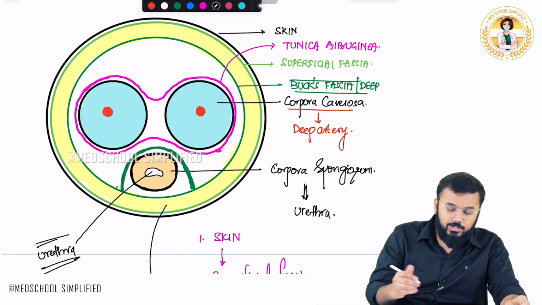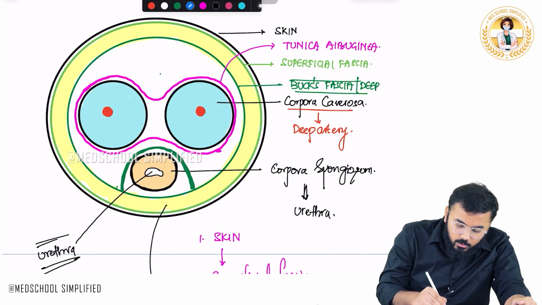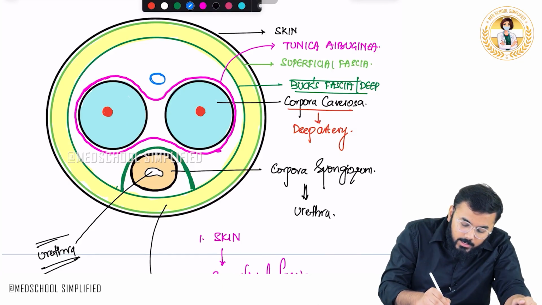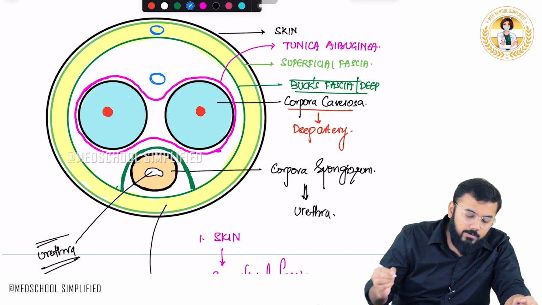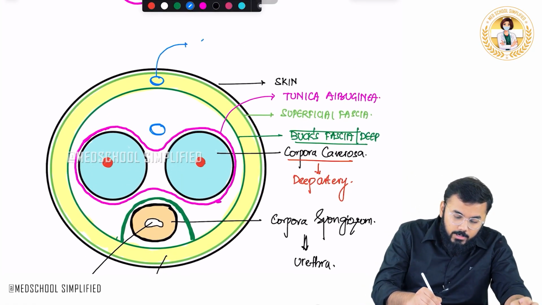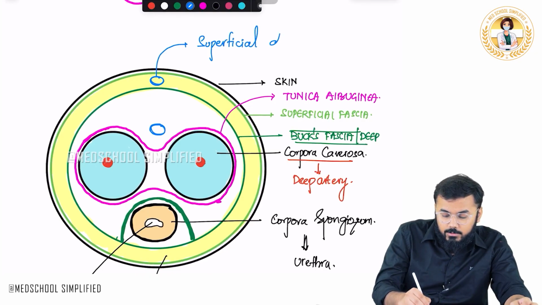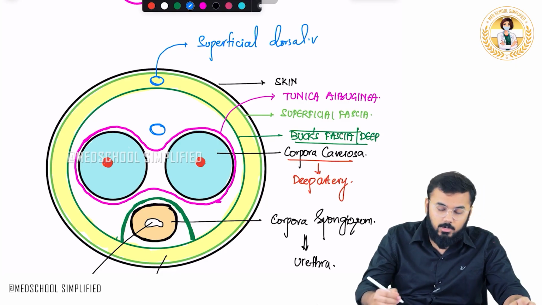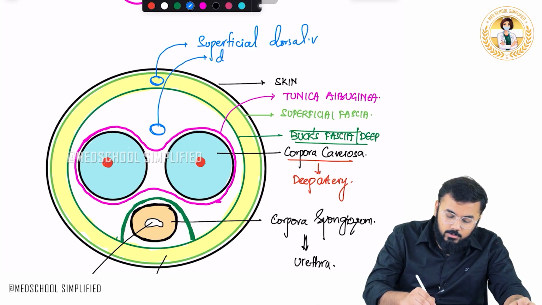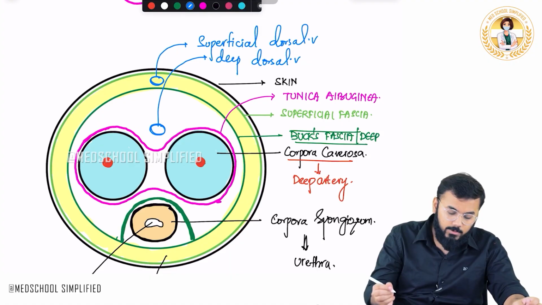Right. Now next important thing is that let us look at the blood vessels over here. So here you have got a vein. Even in the areolar tissue you have got a vein. Now out of these two veins, which is superficial? This one over here is called the superficial dorsal vein. Then this one over here is called the deep dorsal vein. One is your superficial dorsal vein, another one is your deep dorsal vein.